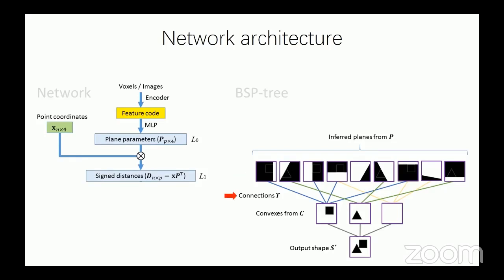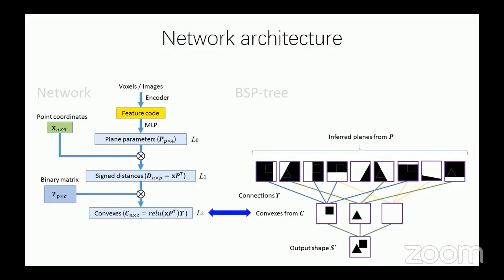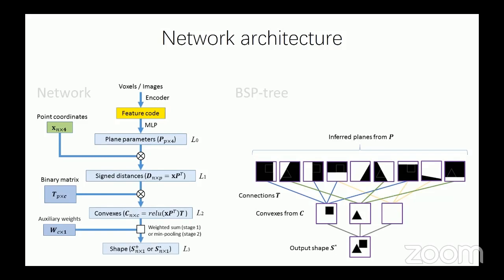To represent the connections in the BSP tree, we employ a trainable binary matrix. The product of this matrix with the distances represents convex shapes. Finally, we introduce some auxiliary weights and use the weighted sum to approximate the mean pooling operation, or use mean pooling directly to obtain the final output shape.